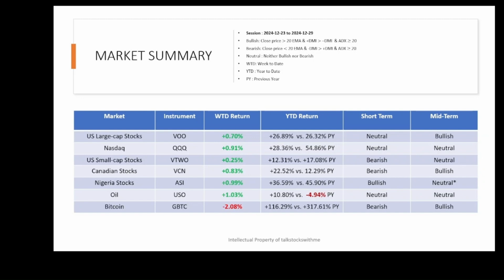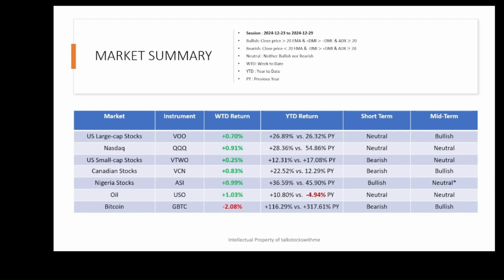Moving on to the Nasdaq, represented by the ETF QQQ, it's recorded a plus 0.91% change for the week, bringing its year-to-date performance to around 28%. This grossly underperforms last year's impressive annual returns of 54.86%. The daily time frame suggests a neutral bias in the short term, while the weekly chart also indicates a neutral bias in the mid-term.